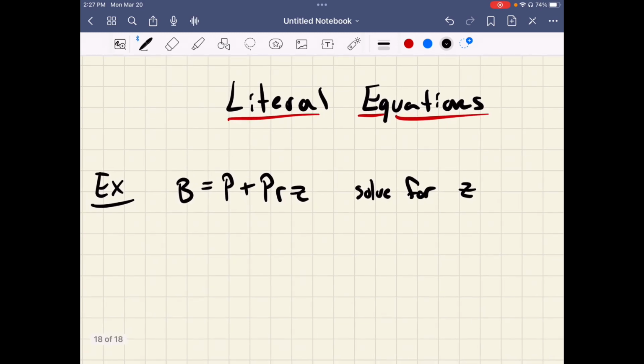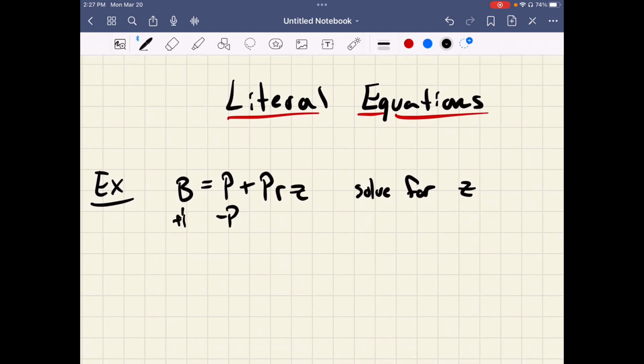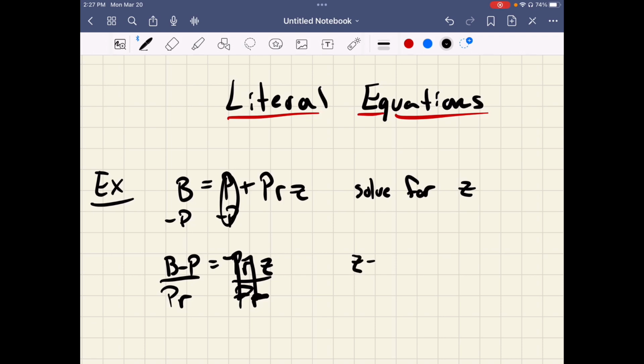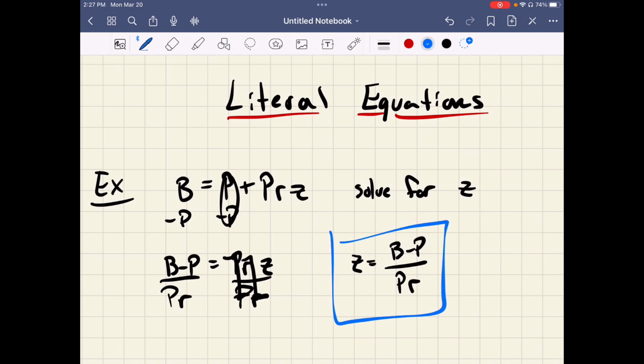So in this first one here, first thing I'm going to do is subtract this p from both sides. And then what I get is b minus p, and I'm just going to rewrite. That turns into a 0, and I got p times r times z. So you'll notice this is p times r times z, so I'm going to divide both sides by p and r at the same time. All right, and these two p's give me 1, these two r's give me 1, so all I have left is z equals b minus p over p r. And this is my newly solved equation for z.